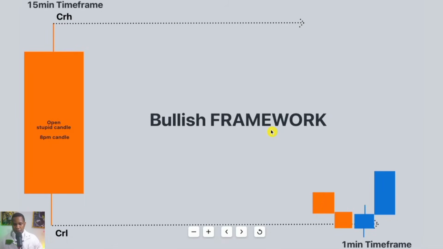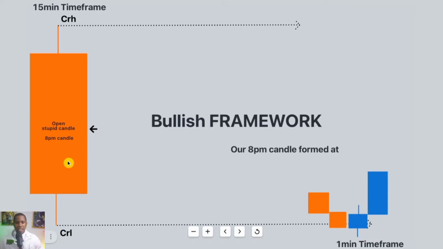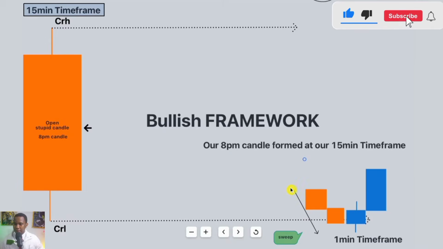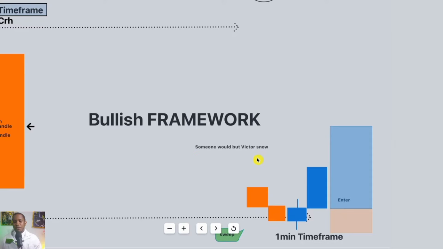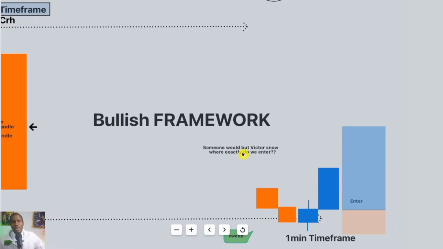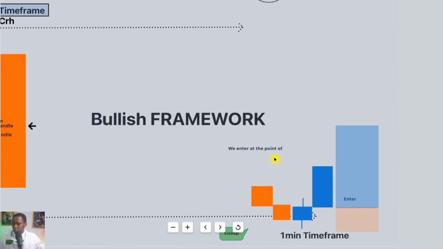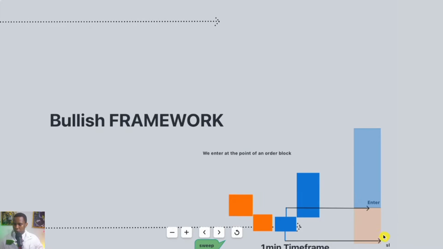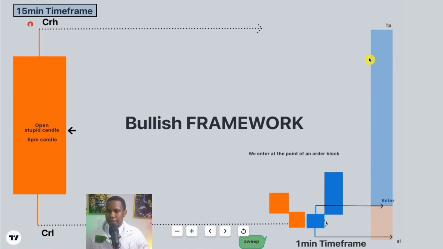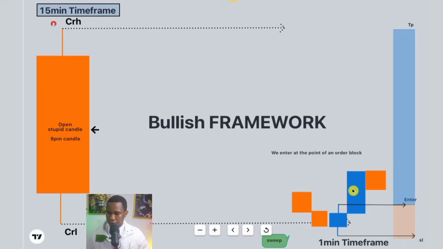For our bullish framework, our 8 p.m. candle has been formed on our 15 minutes time frame, and this was our sweep, and we then enter, guys. Someone watching will ask, but Victor Snow, where exactly do we enter the market? That is at the point of an order block. Entry, stop loss below it, and we target the next draw on liquidity, guys. Let's see how the market unfolds.